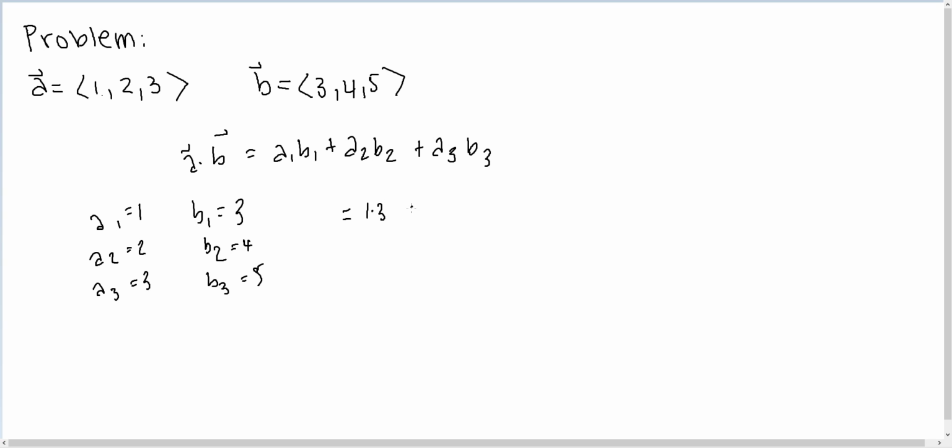1 times 3 plus 2 times 4 plus 3 times 5. Now 1 times 3 is equal to 3, and 2 times 4 is equal to 8, and 3 times 5 is equal to 15. We get 3 plus 8 plus 15, which is equal to 26, and that is our dot product of the vectors.